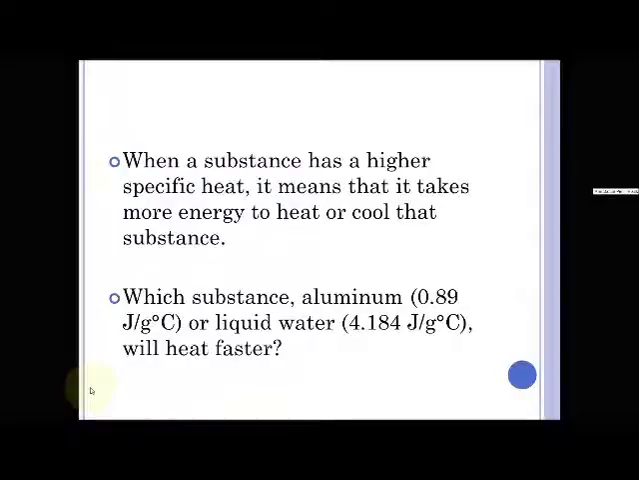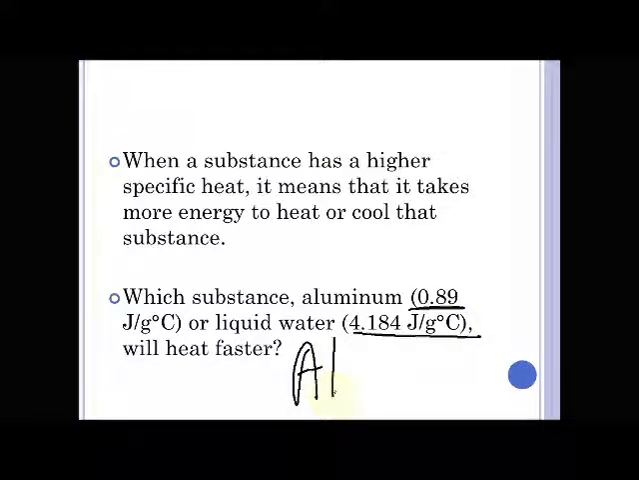Well, aluminum has a specific heat of 0.89 joules per gram degree Celsius, and liquid water has 4.184 joules per gram degree Celsius. Well, aluminum has a lot smaller number, so that means that it will heat up faster. So the answer would be aluminum.